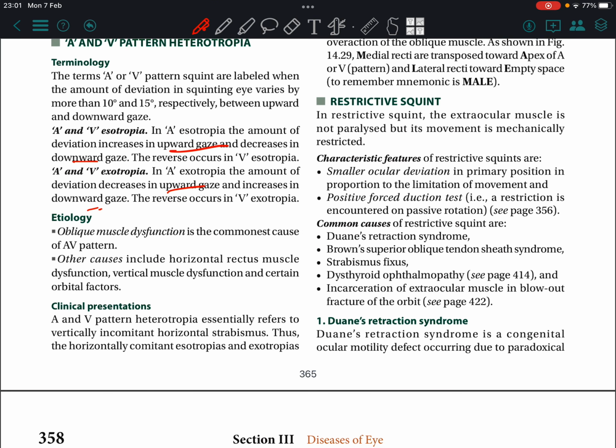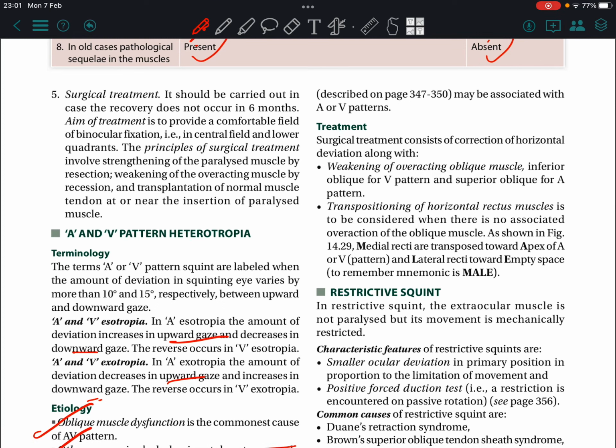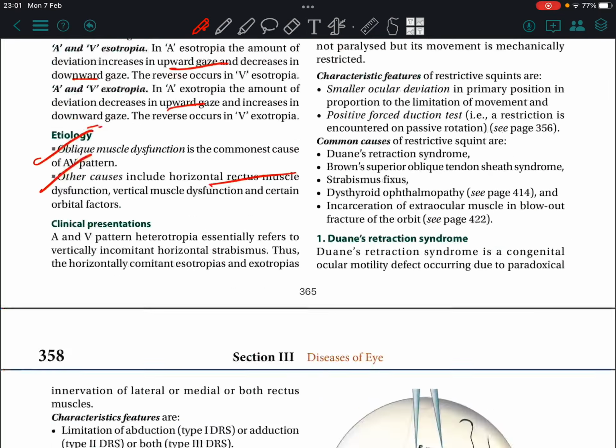Etiology: oblique muscle dysfunction is the commonest cause. Other causes include horizontal rectus muscle dysfunction. Clinical presentation. Treatment: weakening of the overacting oblique muscle, transposition of horizontal rectus muscles, medial rectus transposed towards the apex, lateral rectus transposed toward the empty space. Given in figure 40.29.